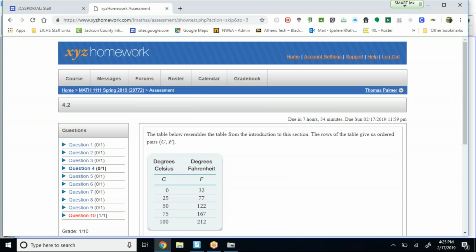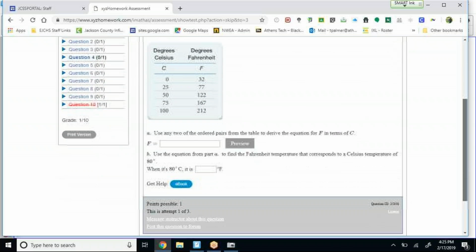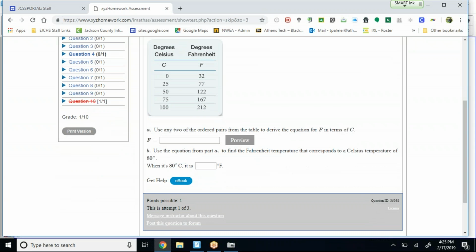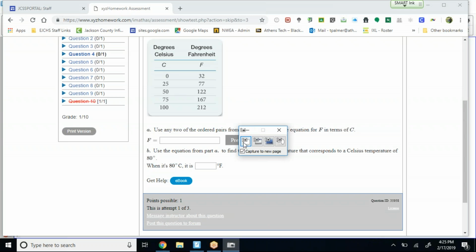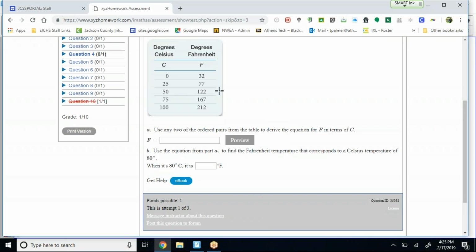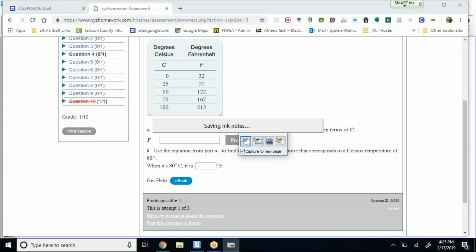The table below resembles the table from an intro. The rows of the table give us ordered pairs. Use any two ordered pairs from the table to derive the equation for F in terms of C. So what you're going to derive is the equation for Fahrenheit, right?